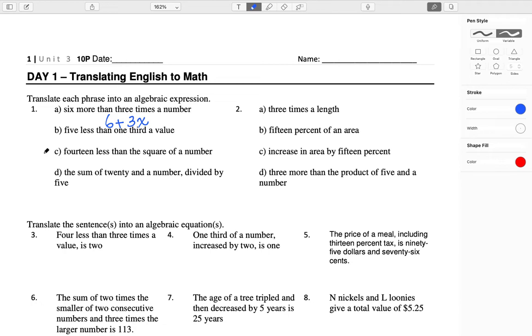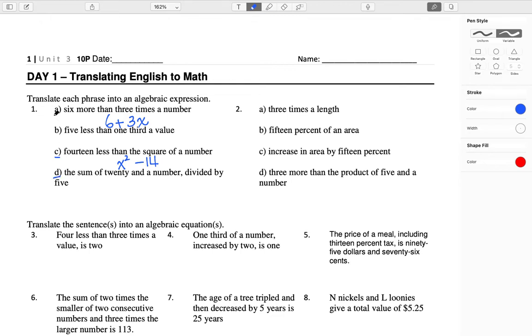Now what about letter C? 14 less than the square of a number. So that means 14 less means it's going to be negative 14, but it has to square of a number. So you square the number first and then you say 14 less. So it comes after that.